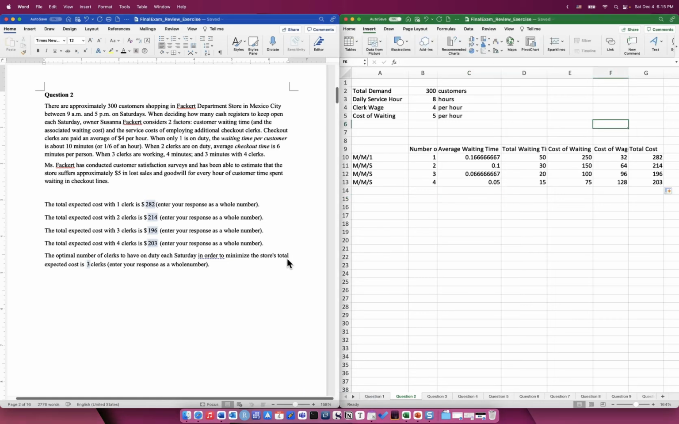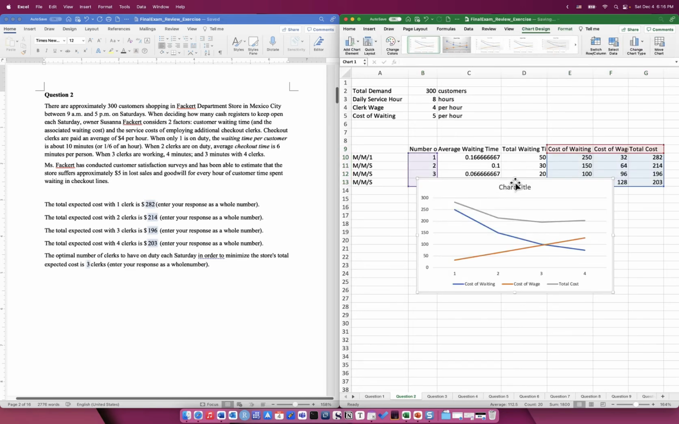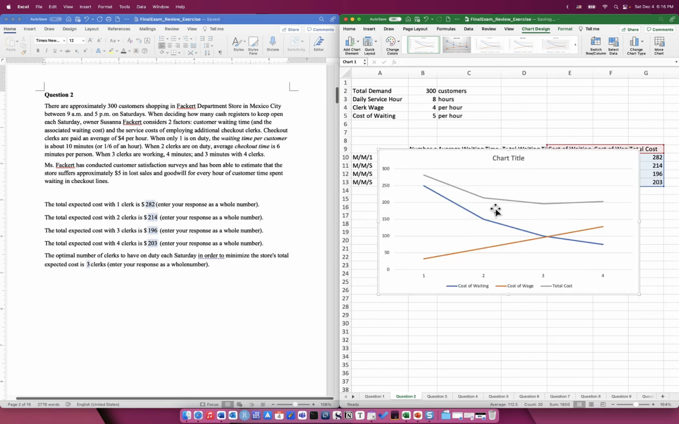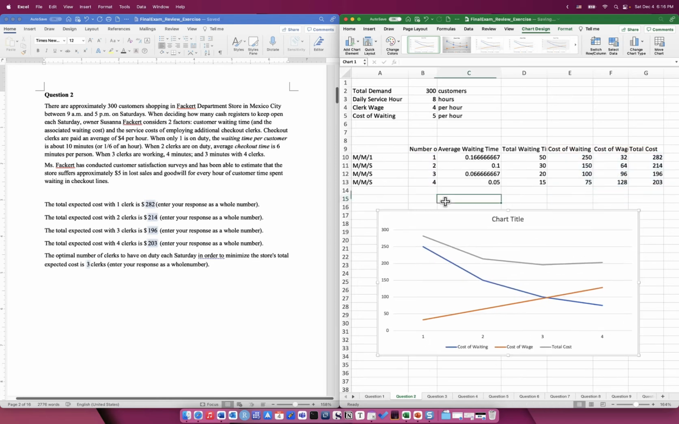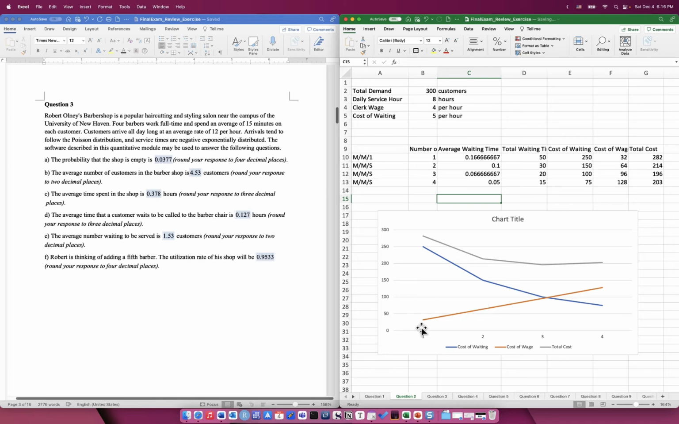Before we move on, I'm going to show you something interesting, something that I showed several times during the review week. I'm just going to highlight this. 4 different scenarios, there are cost components and total cost. Let's try to visualize this. As you can see, the analysis is actually visualized. When 3 clerks are used, your total cost is the least here. That's good. Last question is question number 3.